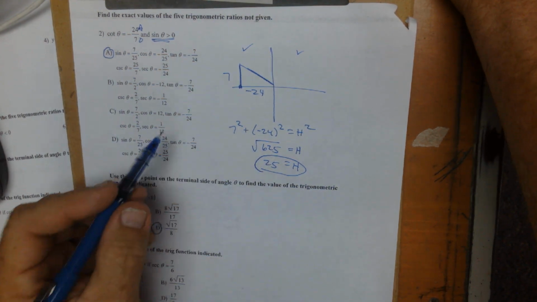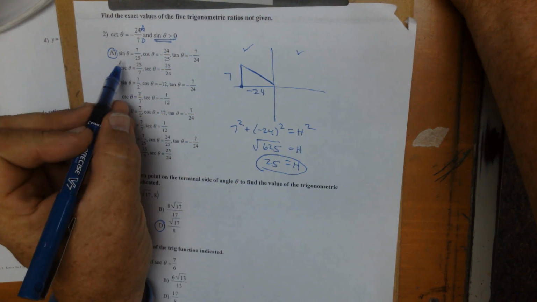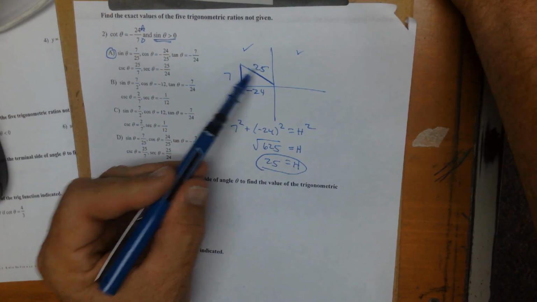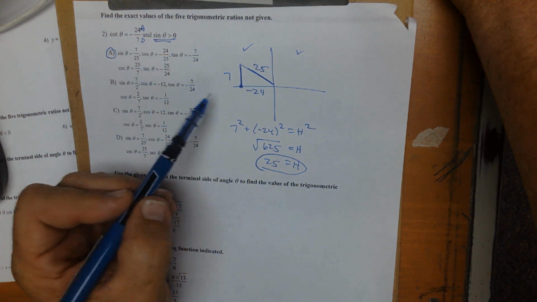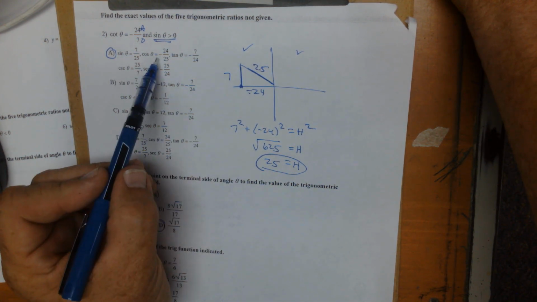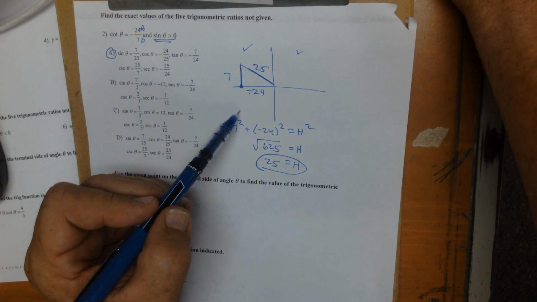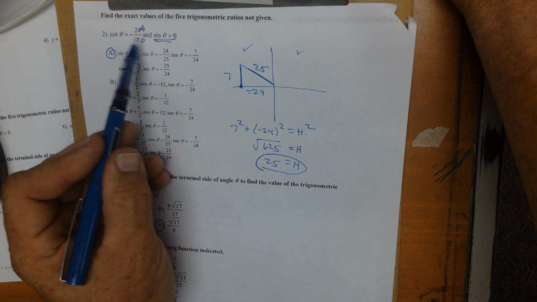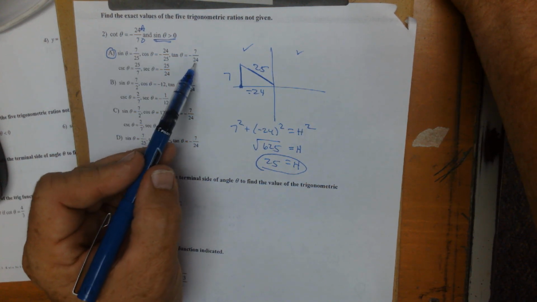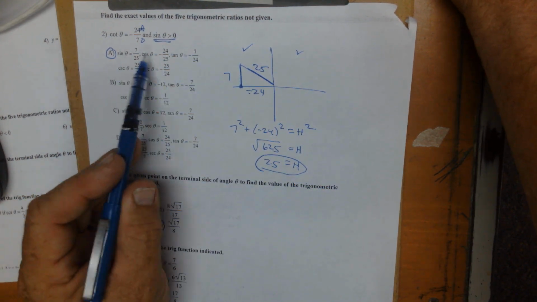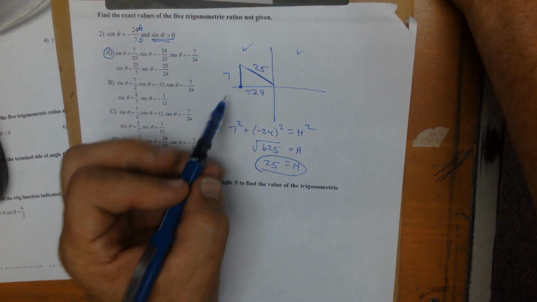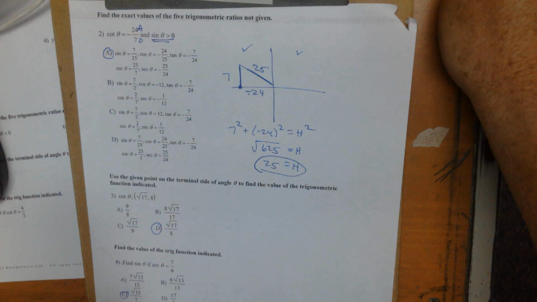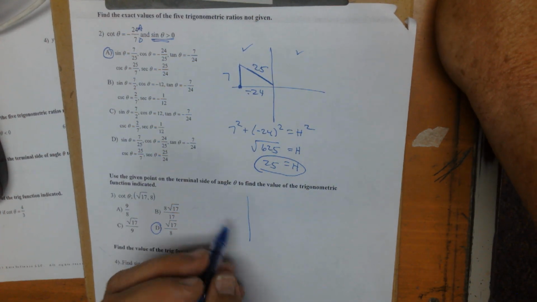And so that tells me that all my different pieces: opposite over hypotenuse is my sine, adjacent over hypotenuse is my cosine, and tangent is the reciprocal of the cosine, which is that one. So we can plug in all those once we do that. The key to this is labeling it correctly and doing Pythagorean theorem.